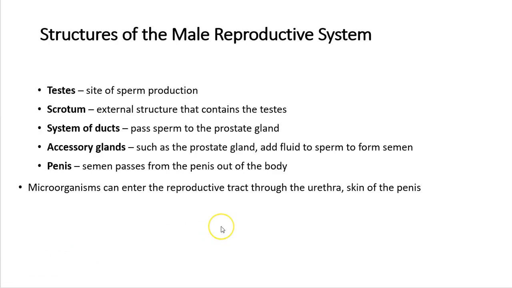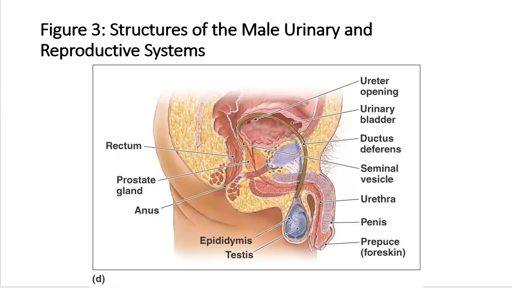For the male, microorganisms can enter through the urethra or the skin of the penis. They really don't get UTIs too much unless catheterization, because it's a long way from here to here. Unless you're in a diaper or something like that, you usually don't get E. coli up from the anus into the urethral opening. So it's a little different track here.